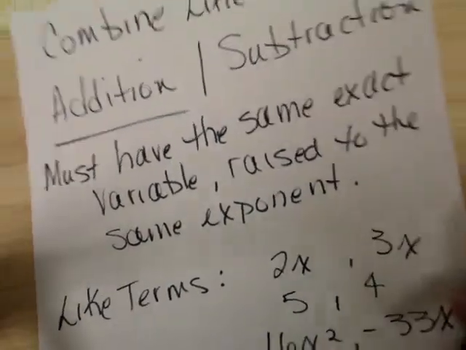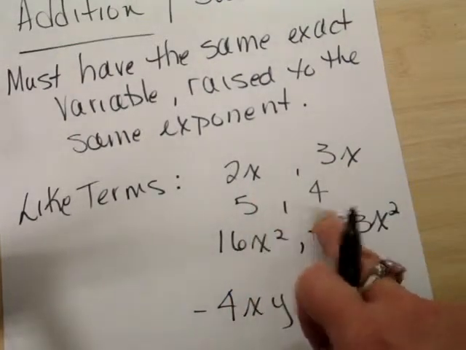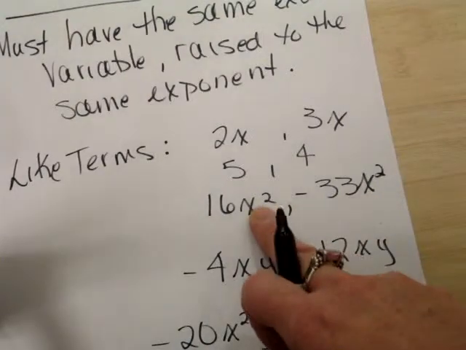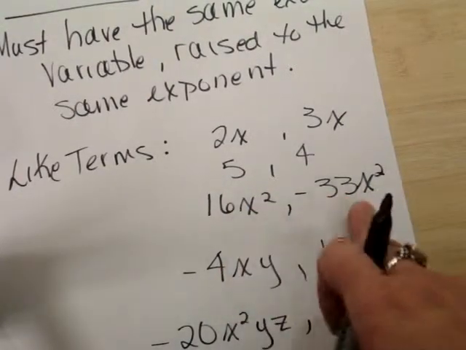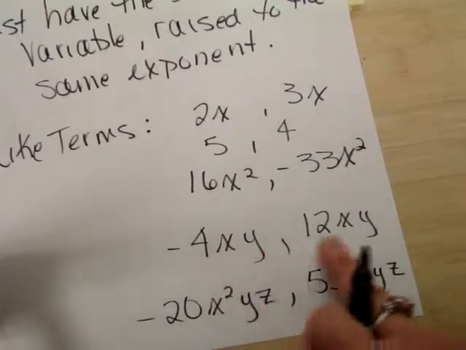So for example, these are some examples of like terms. A 2x and a 3x. A 5 and a 4, 6x squared and a negative 33x squared. Notice that the variables are the same variables, not only just x's, but they're raised to the same exponent. These two are like terms.